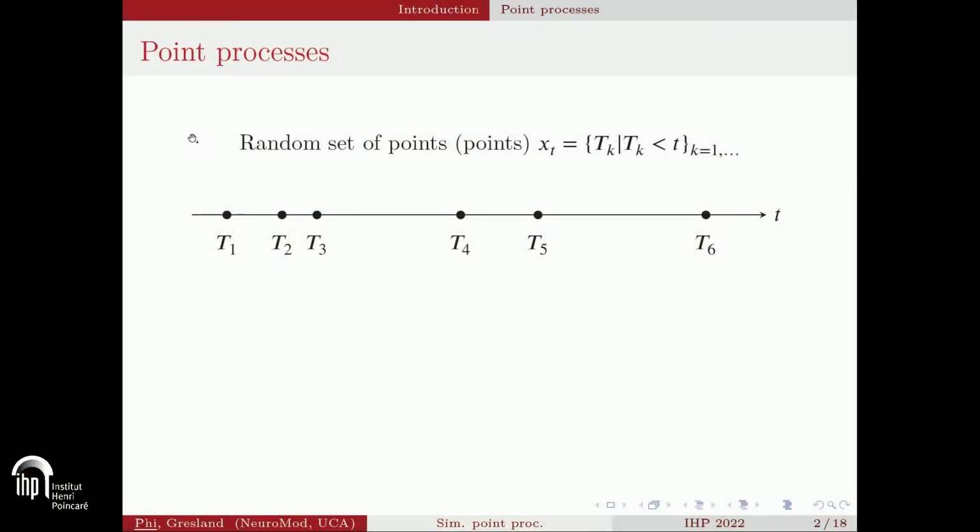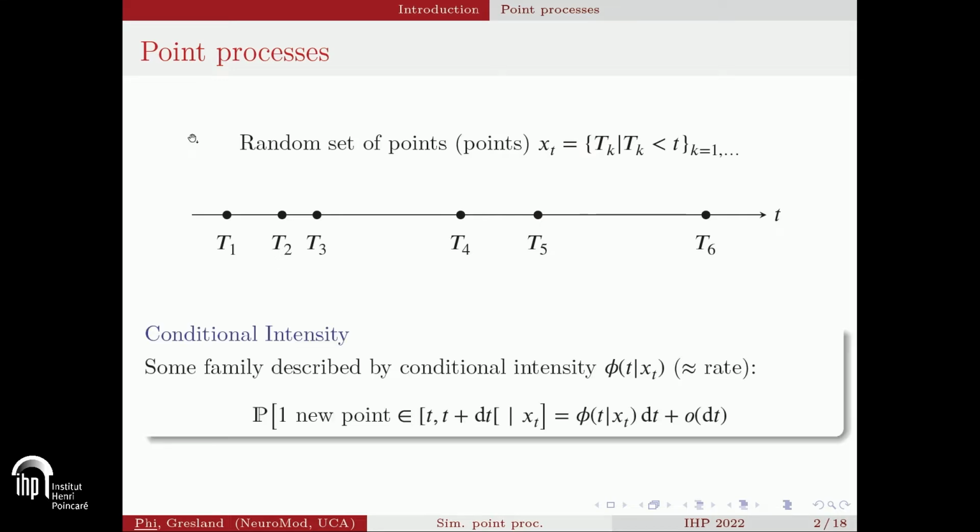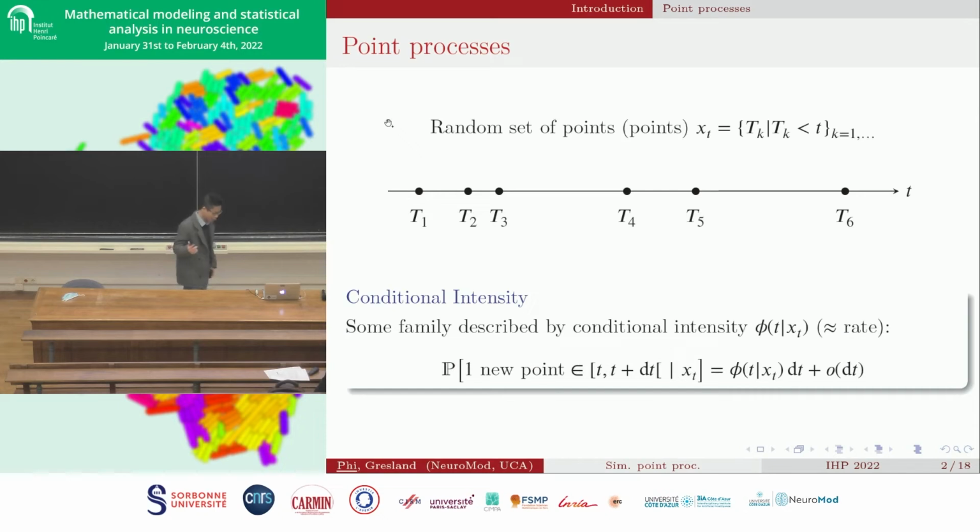First, I will say something about point processes. For me, a point process is just a random collection of points. I will denote by xt the collection of points before time t. I will focus only on point processes having a conditional intensity, which is defined through this relation. You can imagine it as the probability of having a new point in a small interval given the path before time t.